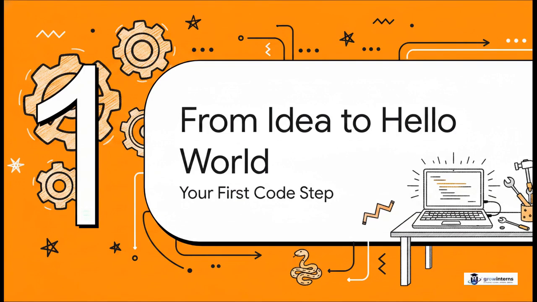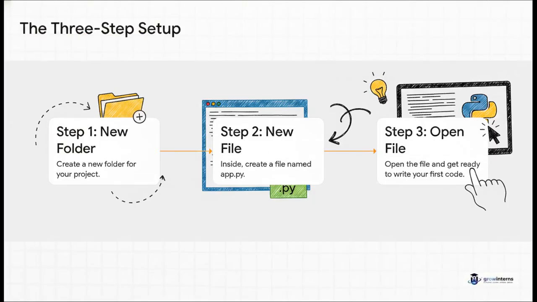And for us, that first step is setting up our digital workspace and writing our very first line of code. This is the foundation, the ground floor for everything we're about to build. Okay, so this part is way simpler than you might think. First, just make a new folder anywhere you want. Then pop open your code editor and create a new file right inside that folder.